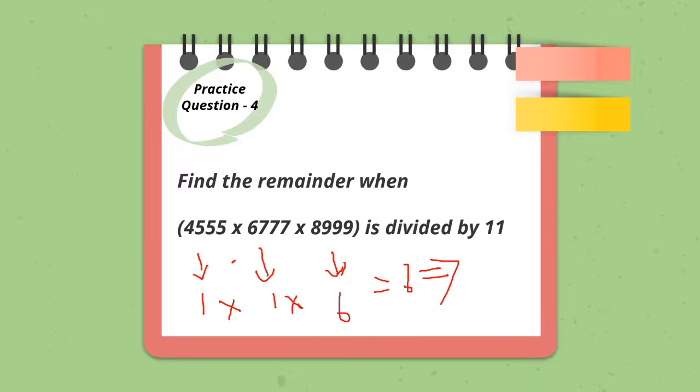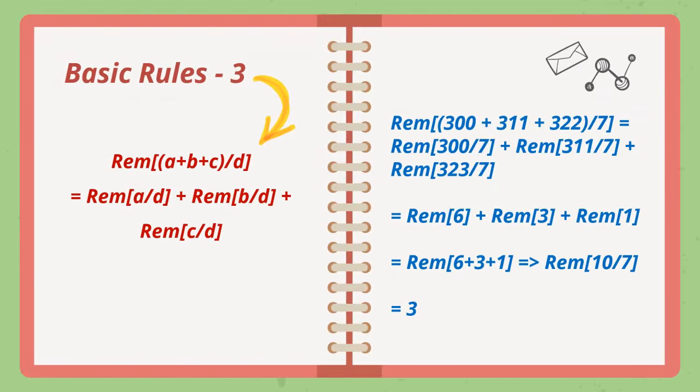So here is the basic rule number 3. It is just a replica of your basic rule number 2. The only difference being, in basic rule number 2, we had the multiplication. So we multiplied all the remainders individually and then found the remainder. Here in basic rule number 3, it is the addition symbol in between. So simple, we will just do the addition and do the same process again.